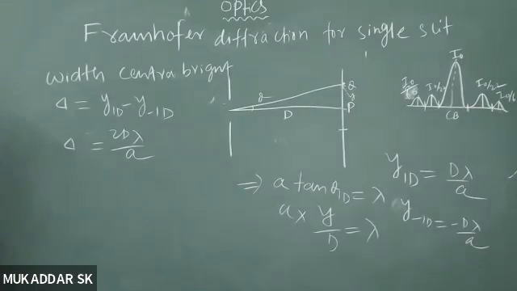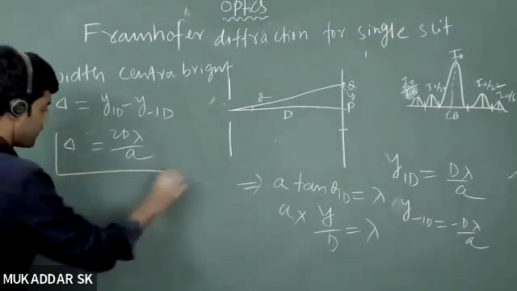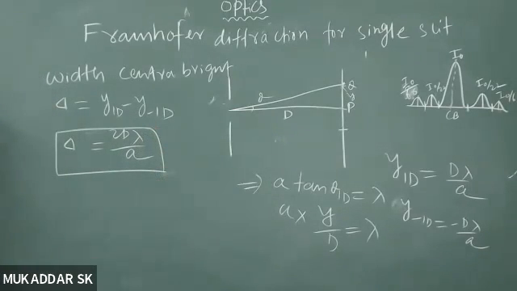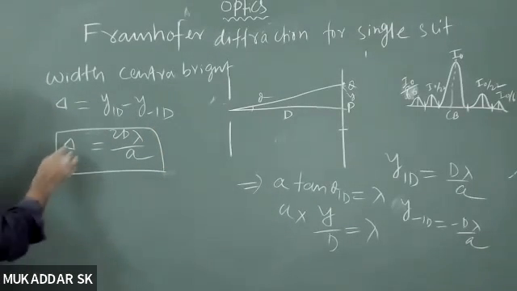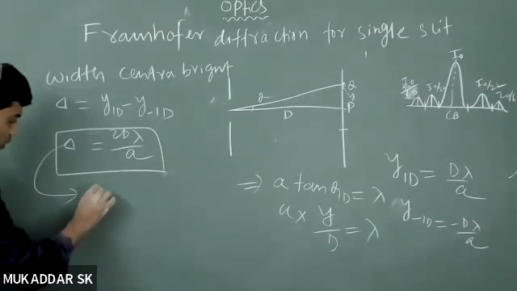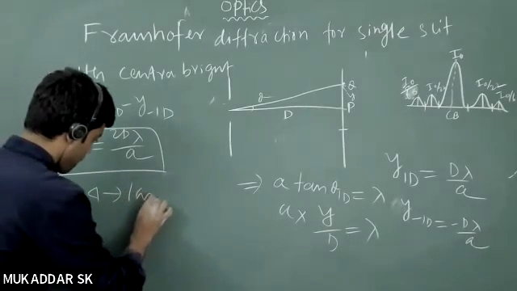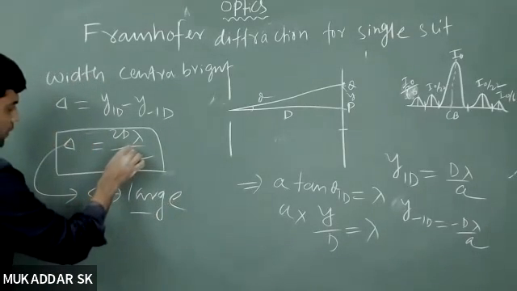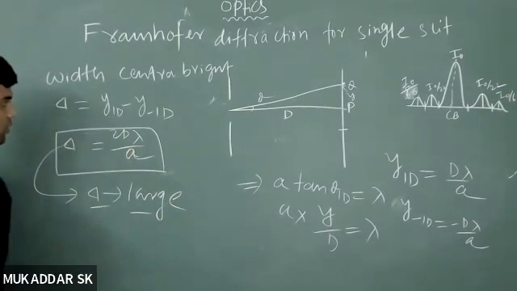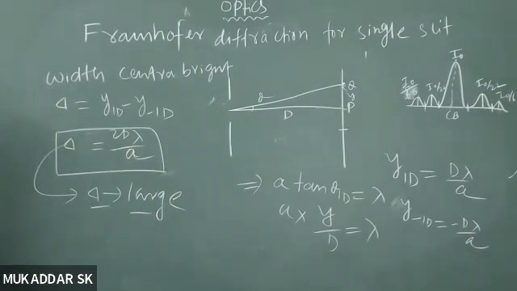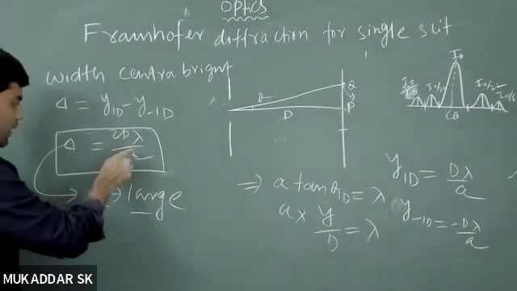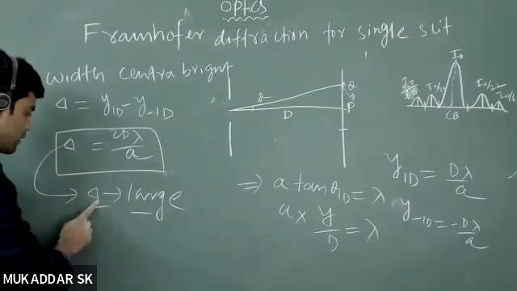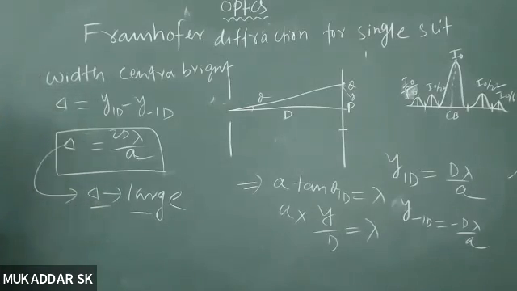So for a good diffraction pattern, should delta be large or small? To see a good diffraction pattern, delta should be large. Now what does delta depend on? Look, a is the size of your aperture. If you make a small, then delta will be large. If delta is large, then you are getting a good diffraction pattern.